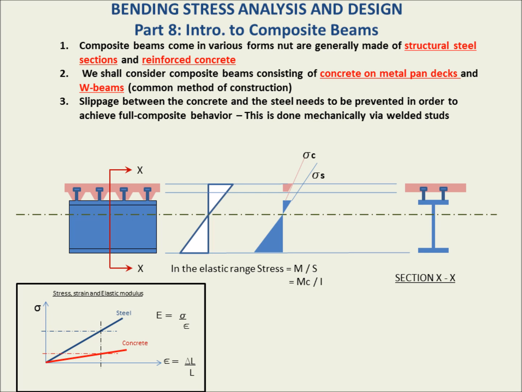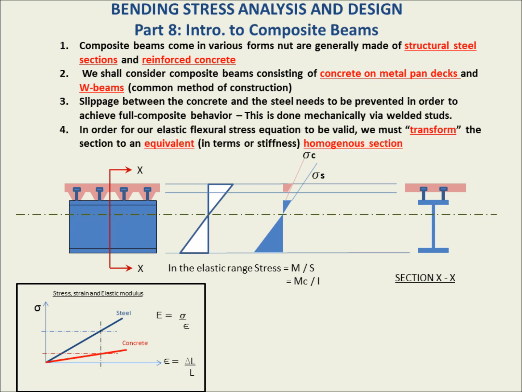Now, our linear MC over I equation with which we calculate flexural stresses in the elastic range is no longer valid. There's a discontinuity here. How do we resolve that? Well, it turns out that in order for our elastic flexural stress equation to be valid, we must transform the section to an equivalent homogeneous section, a section that is equivalent in terms of stiffness. Now, the way that we do that is we transform the concrete into an equivalent amount of steel.